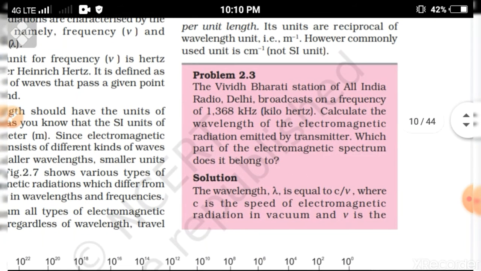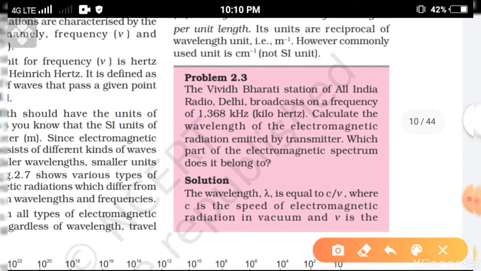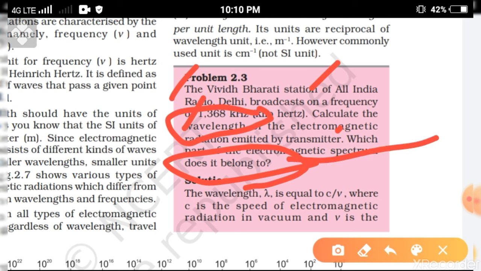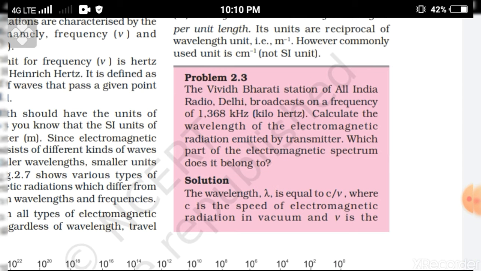Let's see an example here. The Vivid Bharati station of All India Radio, Delhi, broadcasts on a frequency of 1368 kilohertz. Calculate the wavelength of the electromagnetic radiations emitted by the transmitter. Which part of the electromagnetic spectrum does it belong to? We have to find the wavelength of the electromagnetic radiation.